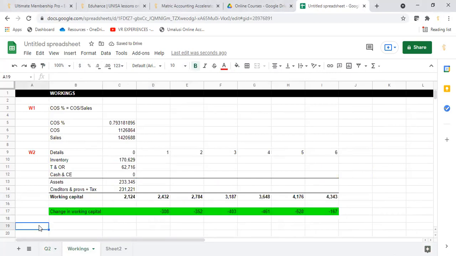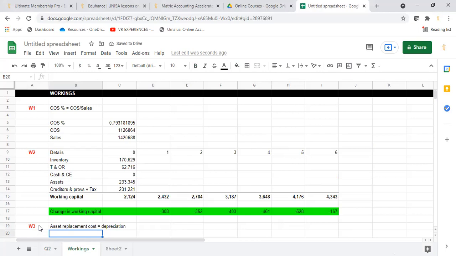So just for, I'm just going to do this for explanational purposes. So asset replacement costs equals depreciation. Okay, so this is just for explanational purposes that out there.